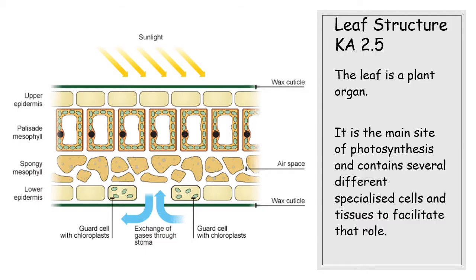Before we go into our Unit 3 stuff, I just want to remind you back to Unit 2. So Key Area 2.5, we were looking at the structure of a leaf, because obviously the leaf is an organ and it's the main site of photosynthesis. It contains a huge amount of specialised cells that facilitate that particular job of taking sunlight and making food.